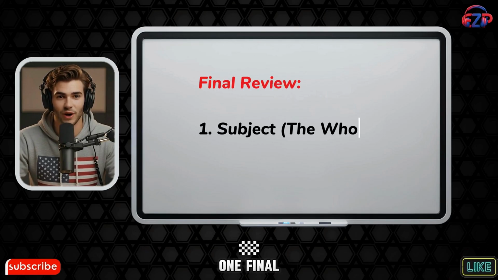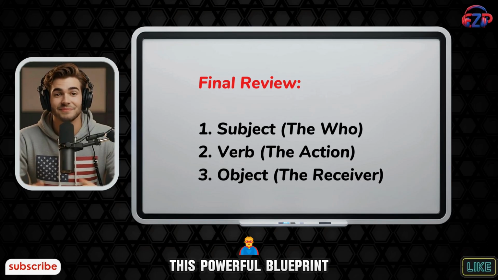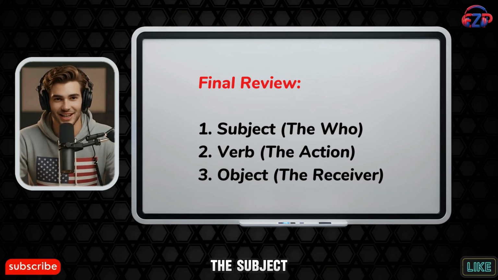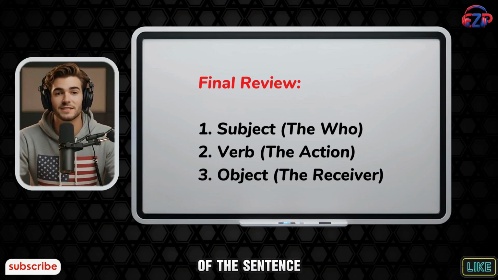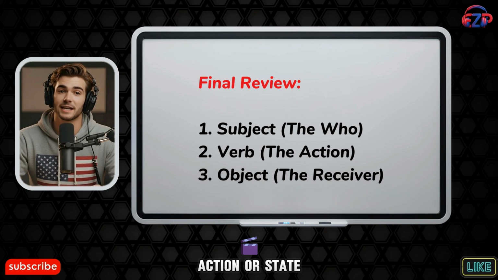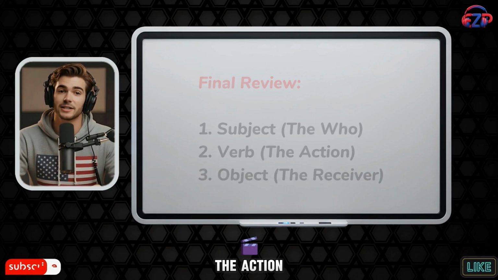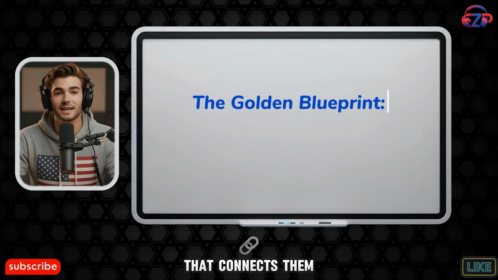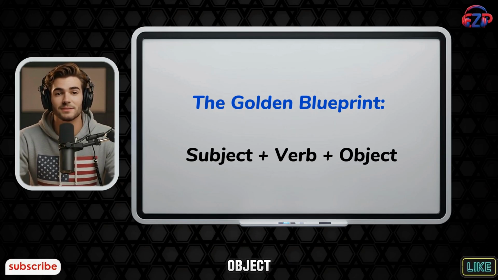So let's do one final quick review of this powerful blueprint. First, we have the subject, our foundation, the who or what of the sentence. Second, we have the verb, our engine, the action or state of being. And third, we have the object, the receiver of the action. And the pattern that connects them all is subject, verb, object.